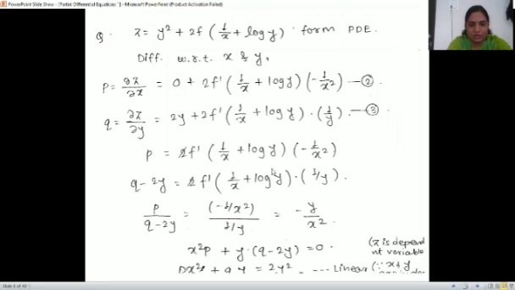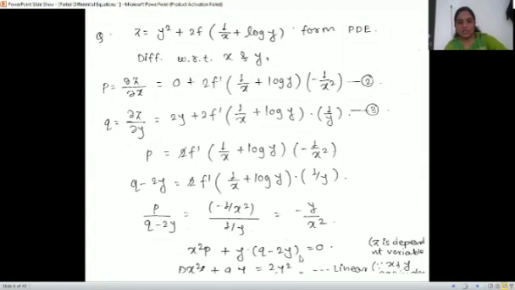And we have to solve them as there is the same term. If we divide these two equations, this whole term will get cancelled. So what we do here is we'll divide these two equations. So p upon q minus 2y is, these two cancel, minus 1 upon x square upon 1 upon y. So that is nothing but minus y upon x square. Cross multiplying, we get x square p plus y into q minus 2y is equal to 0.